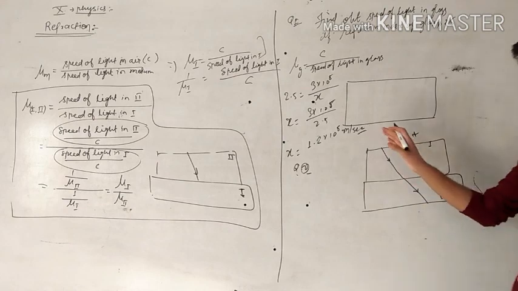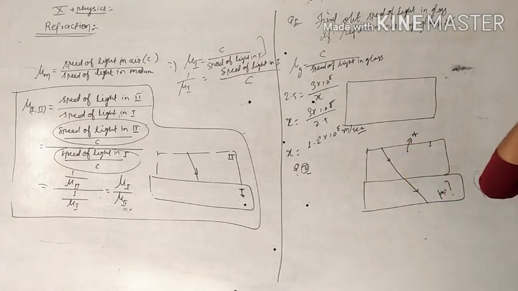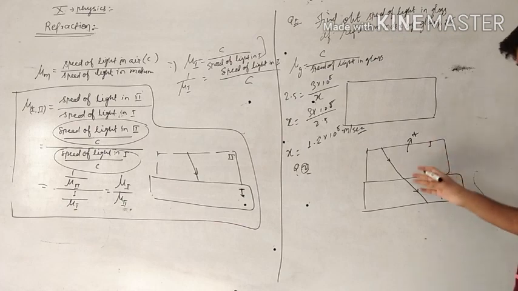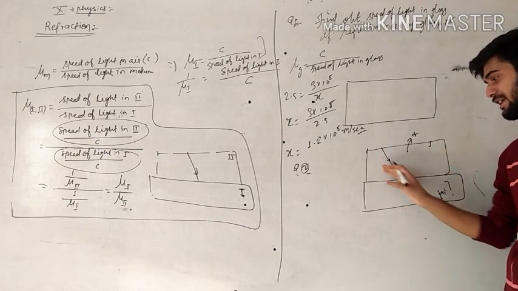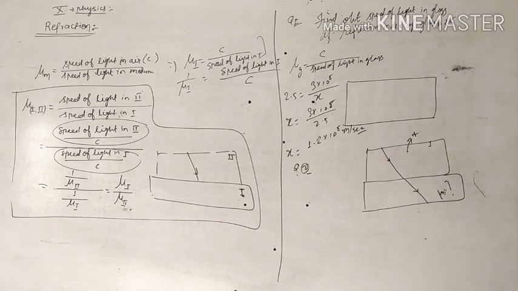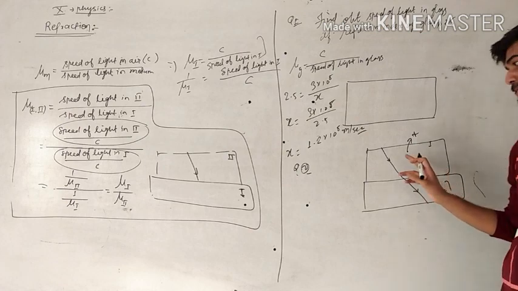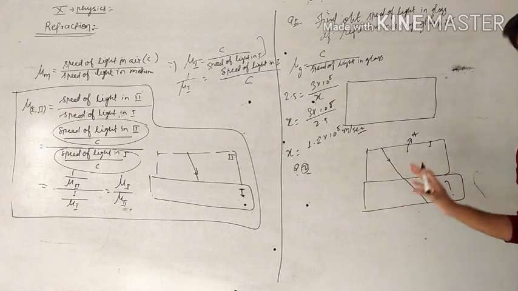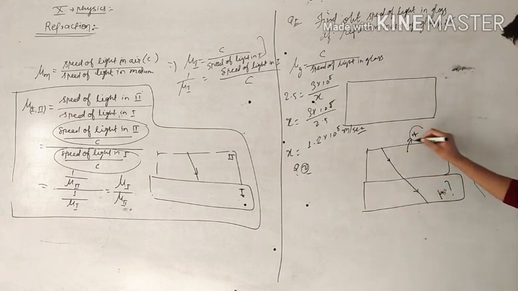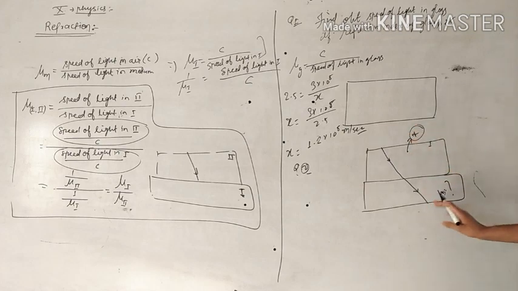Obviously, if the path of the light is not changed, that is, light is not deviated from its path, that means there is no difference in refractive index of these two media. Therefore, the refractive index of these two media will remain the same. So if the refractive index of the first medium is x, then the refractive index of the second medium will also be x.